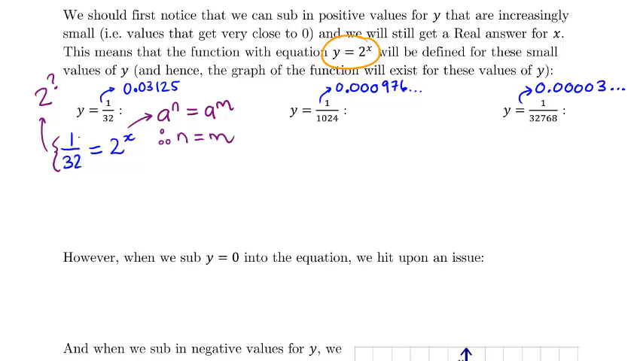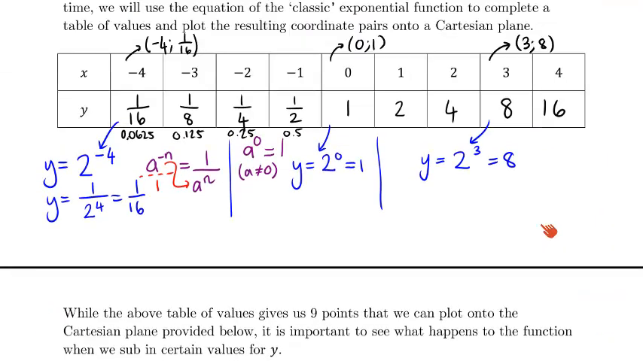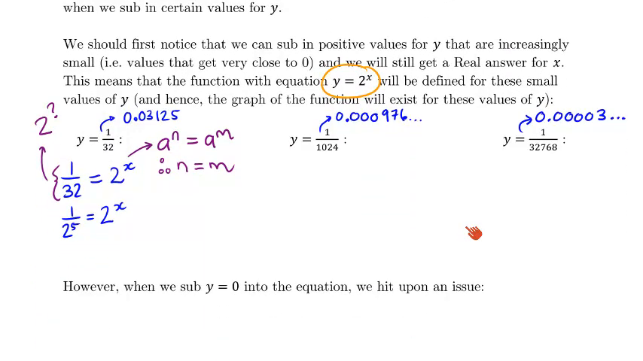Well, look how cleverly we do it, guys. We should notice that 32 is 2 to the 5. Oh my goodness. So 1 over 2 to the 5 is equal to 2 to the x. And then we use the reverse of the exponent law that I told you about earlier. 1 over a to the n is equal to a to the minus n over an invisible 1, guys. Let's use that over here. We should see here that 1 over 2 to the 5 is the same as saying 2 to the minus 5, and that's equal to 2 to the x.